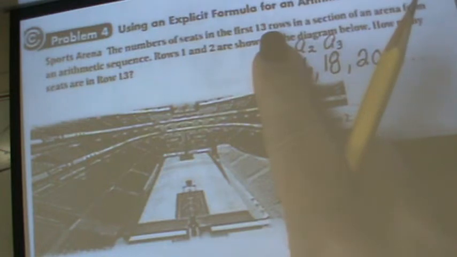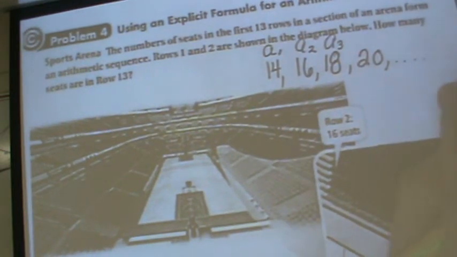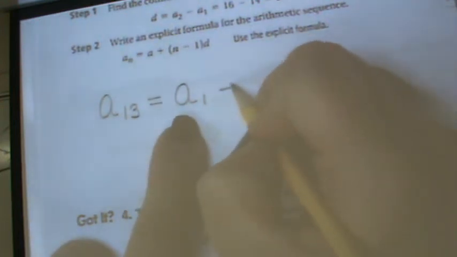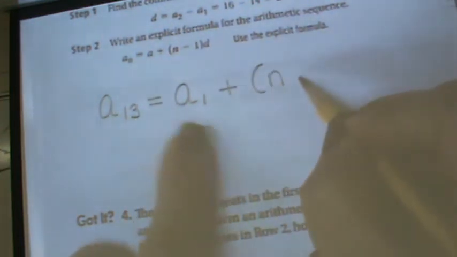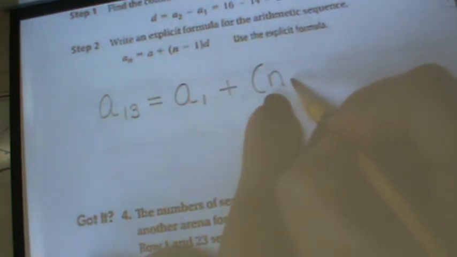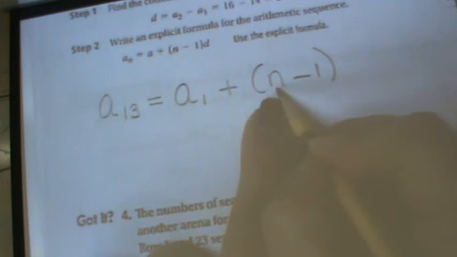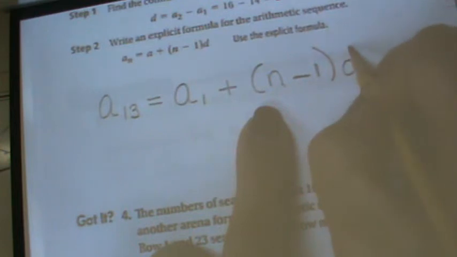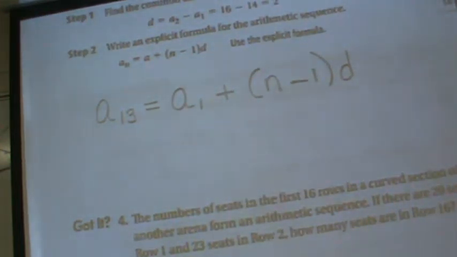Now, I wouldn't do a recursive. I would not add 2 to each row. I'm going to jump into the explicit formula. So I want to know in row 13, how many seats are there? So what's my formula? You take the number of seats in row 1, and you are going to add the row that you're looking for, minus 1. So in other words, in row 12, times what's that pattern? What's it doing? It's going up by 2.